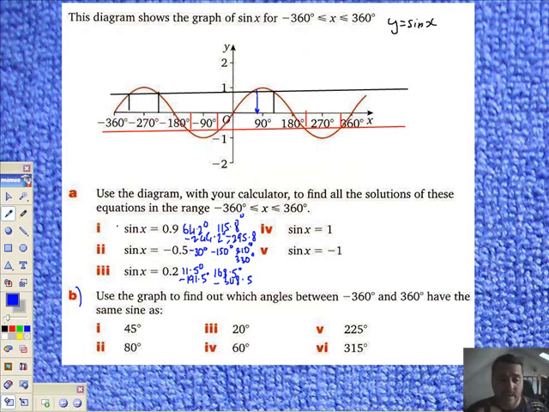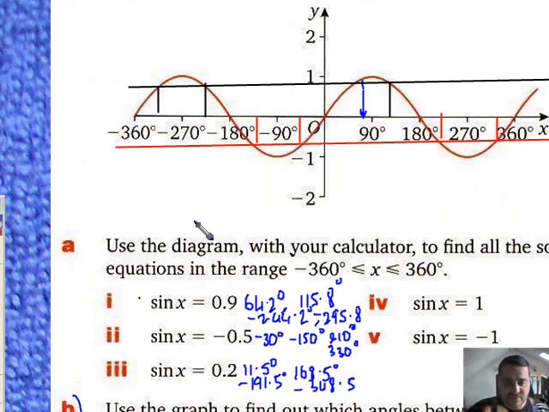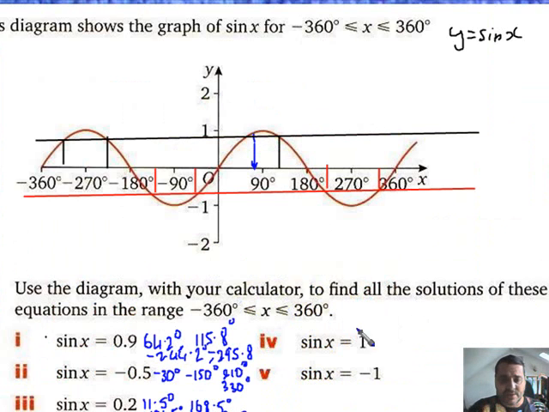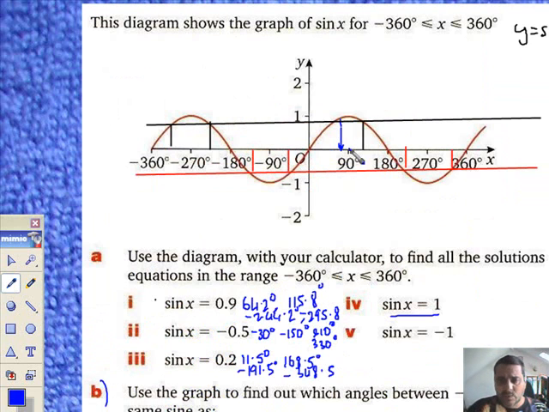With question A and going on to question B of question 3. So as we were then using the diagram of the calculator to work out solutions to the equations, well, next one is sine x equals 1. Well, where does sine x equals 1? Right there and right there.